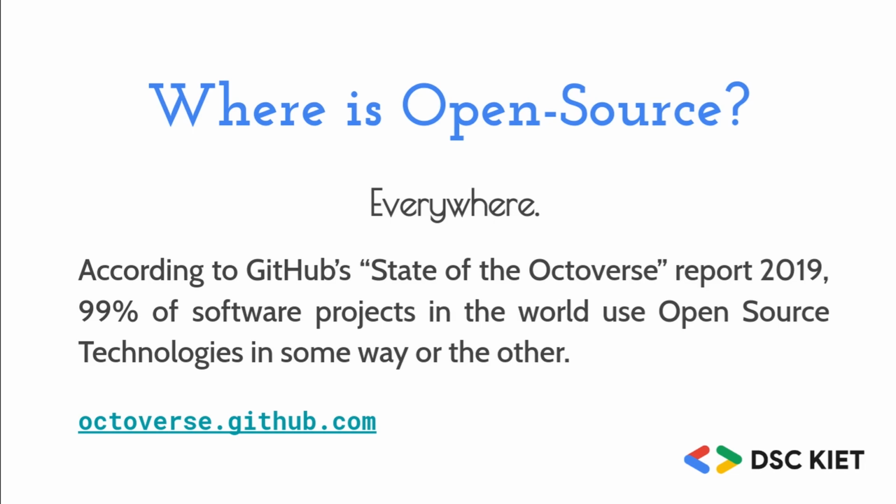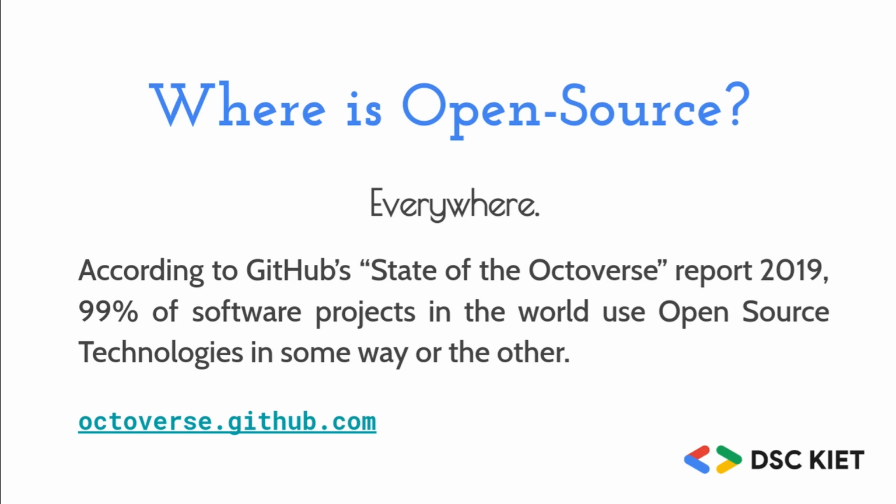Now, where is open source? Everywhere. Now, why this question? Because if you talk about any software or any technology, the first question that comes to mind is where it is used. Like if I talk about blockchain, the first thing that comes to mind is Bitcoin. Bitcoin is using blockchain. Ethereum is using blockchain. So if I talk about open source, a person can ask me where it is used. Everywhere. According to the GitHub report, as I have mentioned, 99% of software projects in the world use open source technologies in some way or the other. It means directly or indirectly, maybe some open source tools, maybe something else.